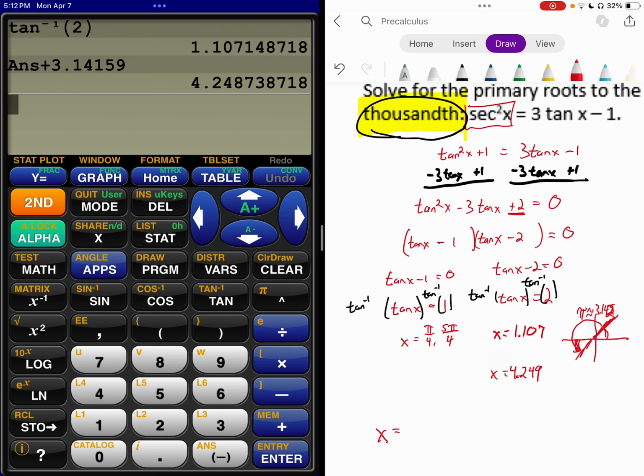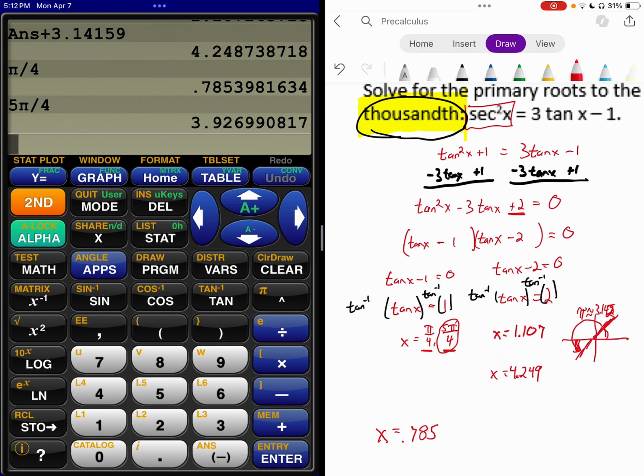They did ask us to put it in thousandths. So let's just do these on our calculator. We're going to do pi divided by 4 is 0.785. Now we're going to do 5 pi divided by 4 on our calculator. So 5 times pi divided by 4, that is 3.927. And then we have our two answers from over here.